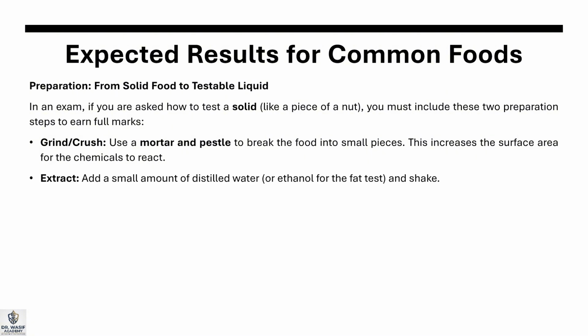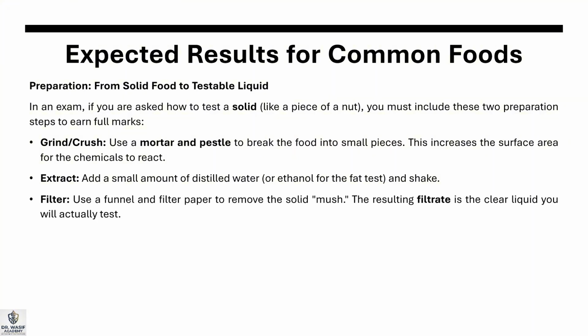Second one is extract. Add a small amount of distilled water, or ethanol if you are testing for fats, because if you're testing for fats, we have to add ethanol. After adding water or ethanol, shake it well. This washes the molecules out of the solid and into the liquid. Then the step is filter. For this, use a funnel and filter paper to remove the solid debris. The resulting filtrate is the clear liquid you will actually use for your tests.